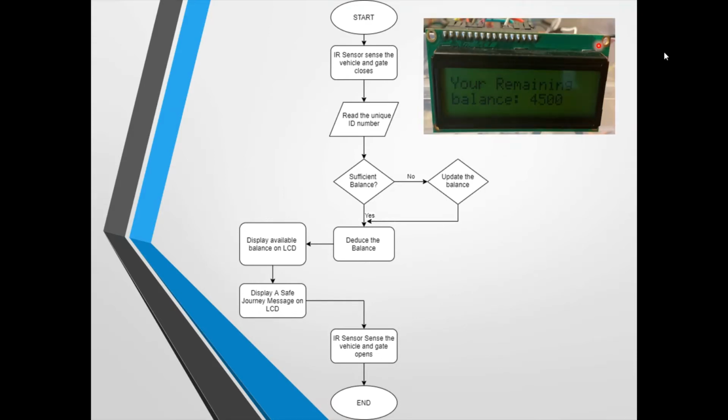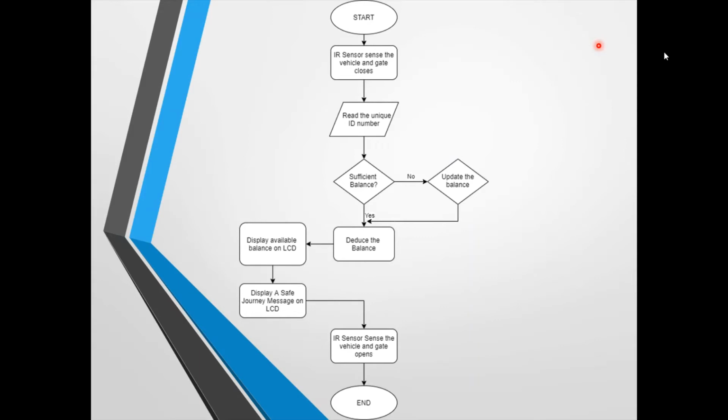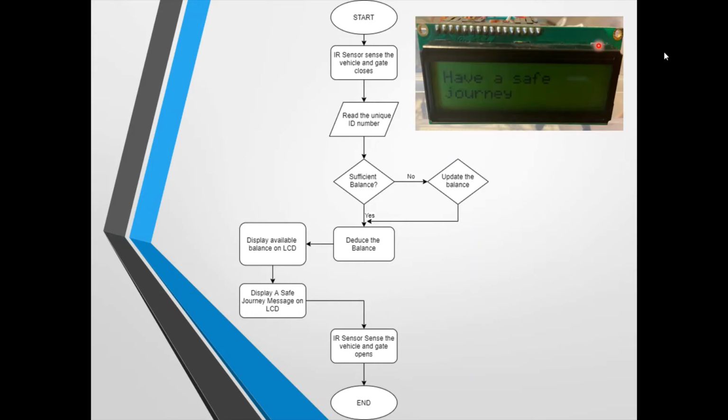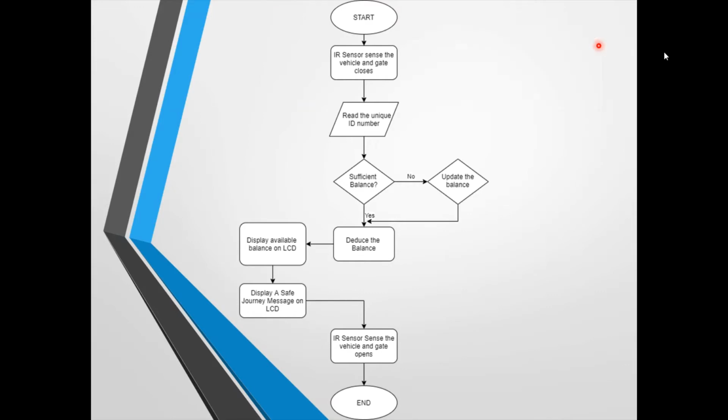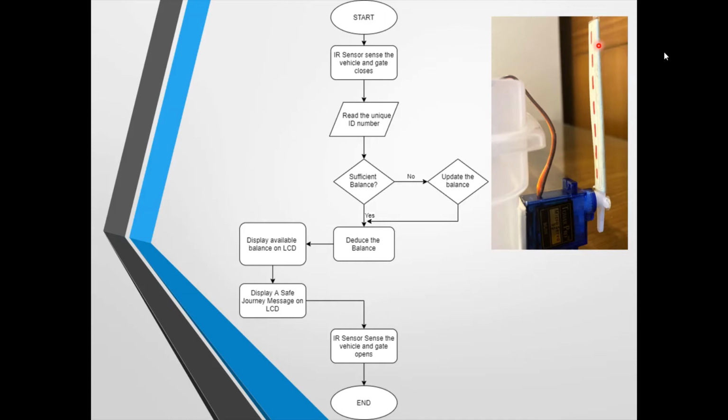If the balance is sufficient on the card, then the amount will be deducted and the balance will be shown on the screen. Like right now it has shown your remaining balance. Then the message will be displayed: have a safe journey ahead. Then the IR sensor will sense that the car has passed, the gate will open, and the car will go through it.